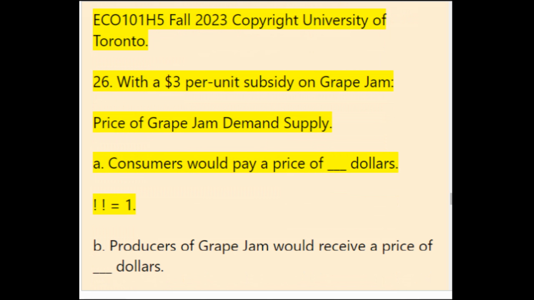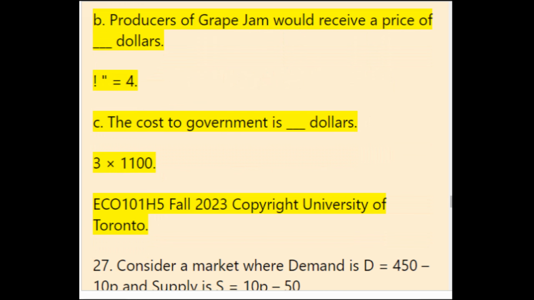26. With a $3 per unit subsidy on grape jam. Price of grape jam, demand, supply. A. Consumers would pay a price of ___ dollars, equals 1. B. Producers of grape jam would receive a price of ___ dollars, equals 4. C. The cost to government is ___ dollars, 3 times 1,100.